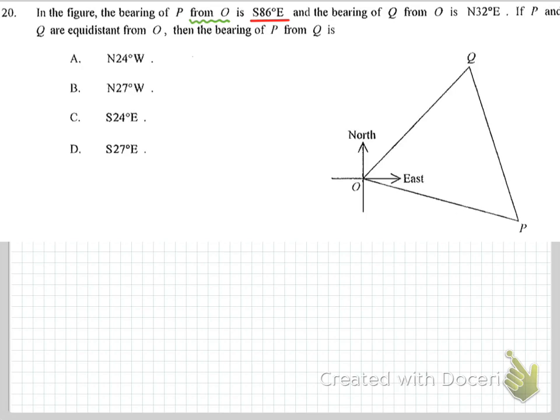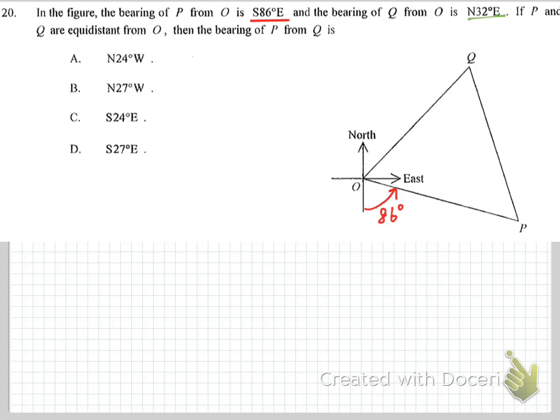So the angle will be 86 degrees here. This is starting from south, going 86 degrees to the east, all right? Not this angle, not this one, all right? But the angle going from south to east, 86 degrees. So this red angle is 86.